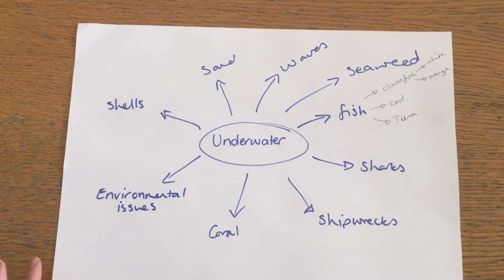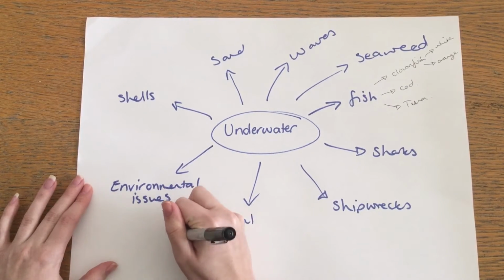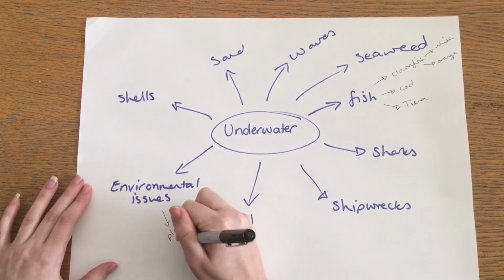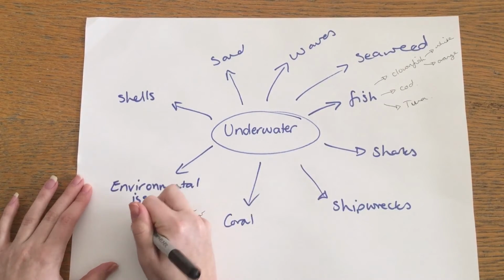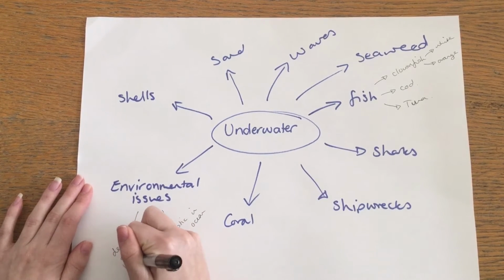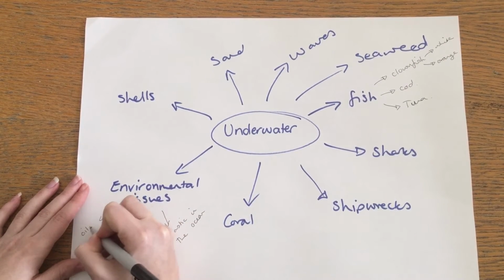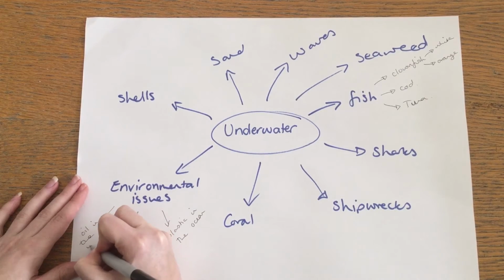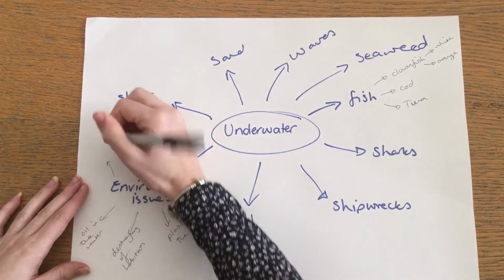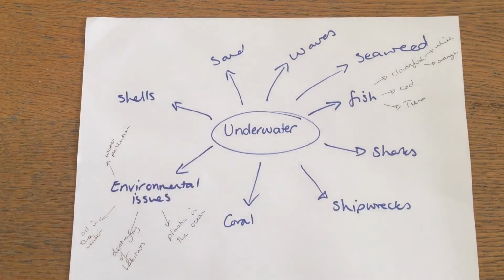To give you another example, I could look at the environmental issues one and look at plastic in the ocean. We might look at the destroying of habitats. We could look at something like oil in the water, or water pollution. So effectively what I'm asking you to do is try and expand on these as much as you possibly can.